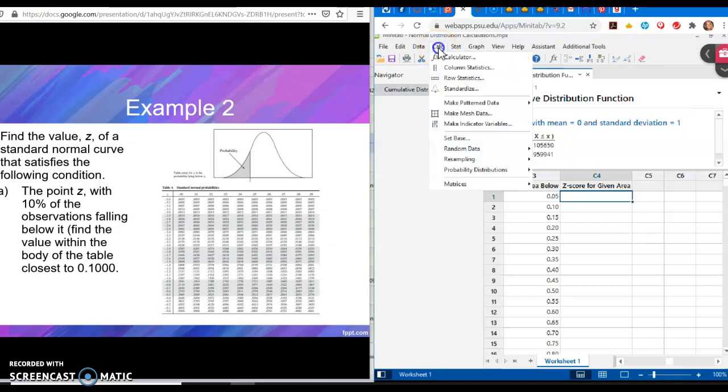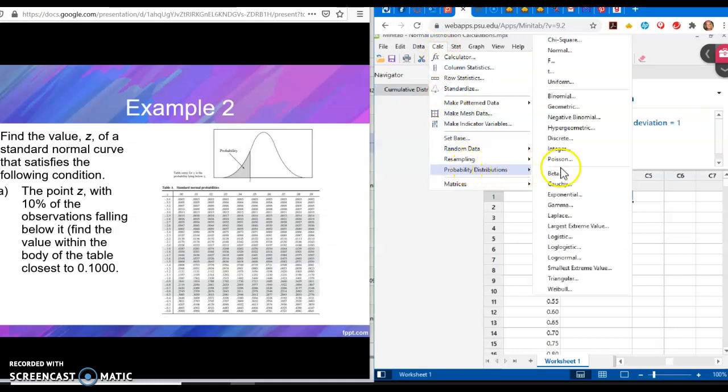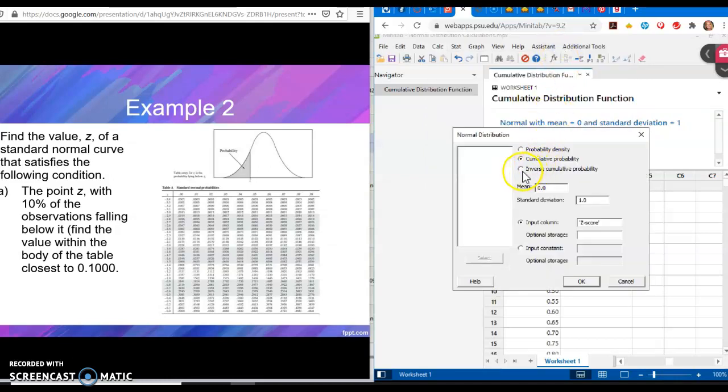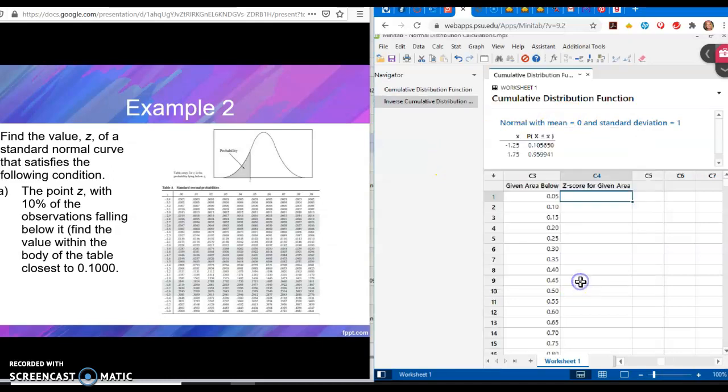So again, I'm going to go to Calculate, Probability Distributions, Normal, and this time I'm wanting the inverse cumulative, just like we were doing norm.inverse in Excel. This is the inverse cumulative, same mean and standard deviation of 0 and 1, but my input column is the given area below. Double click and click OK.